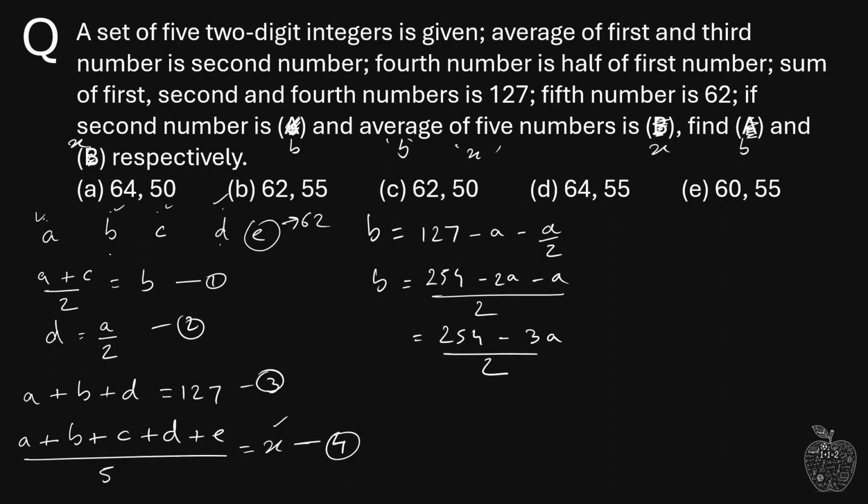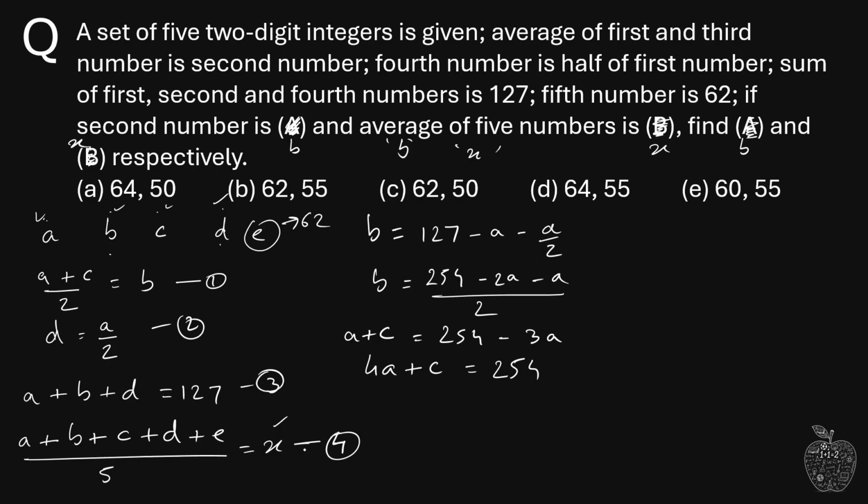So for B, we'll write A plus C by 2. Now let's get rid of 2 on both the sides. Finally we get A plus C is equal to 254 minus 3A. Let's take this 3A on the left hand side. So we get 4A plus C is equal to 254. Now let's keep this information aside for a moment. Now we have got the relation between A and C here. So let's keep this aside.